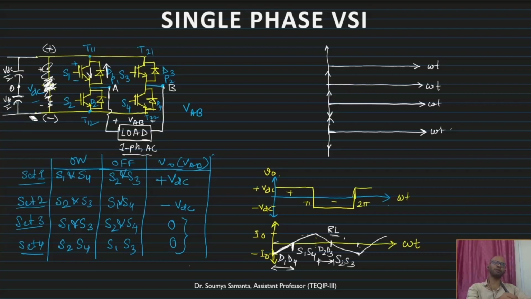This is also VDC by 2. In context to this difference, we will get this one. So this is also VDC by 2. This is plus, this is minus, this is plus, this is minus. So what we are getting, we are separating out and getting the analytical midpoint in between the two capacitors.